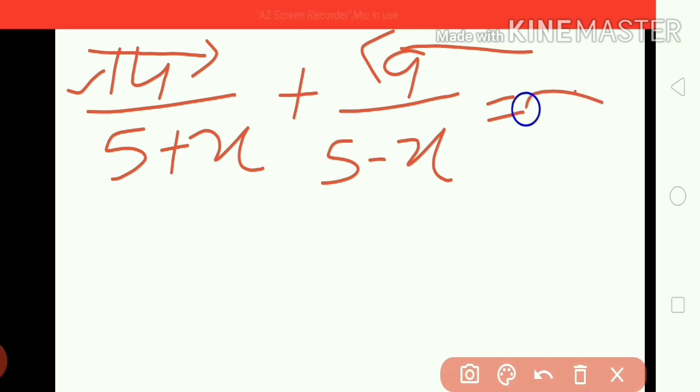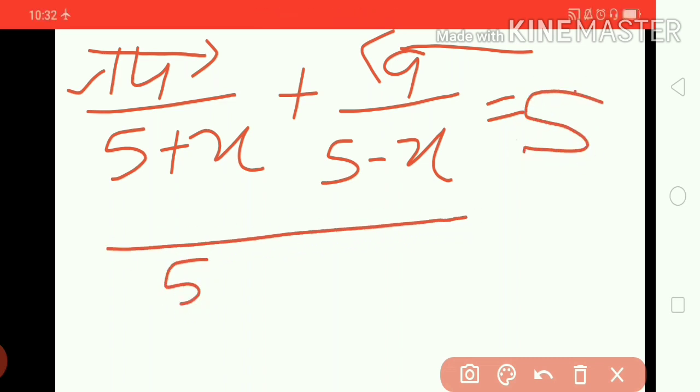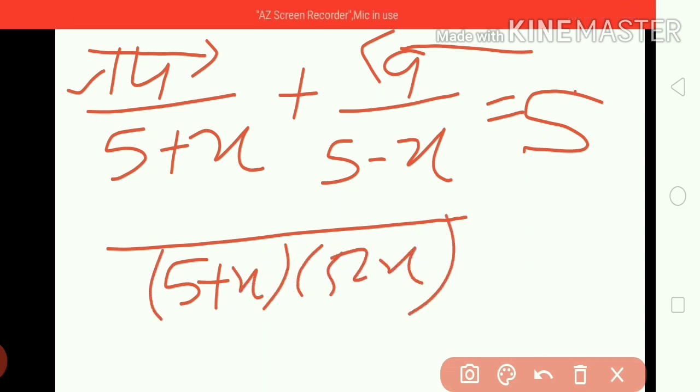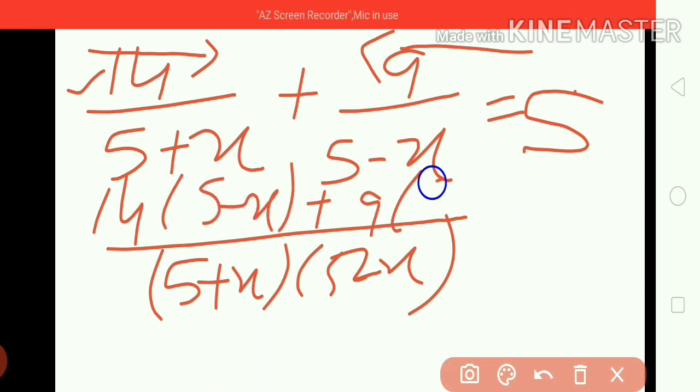So the total time taken is 5 hours. So let us solve. Take the LCM, (5 plus x) into (5 minus x). So it will be 14 into (5 minus x) plus 9 into (5 plus x), right? And this is equal to 5.